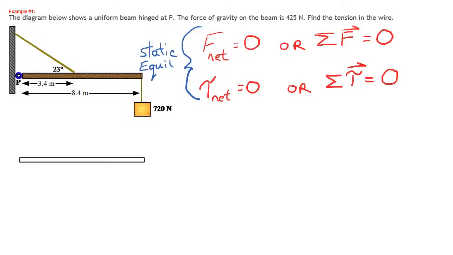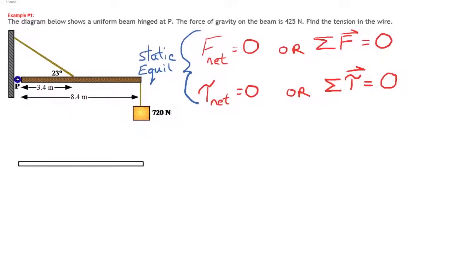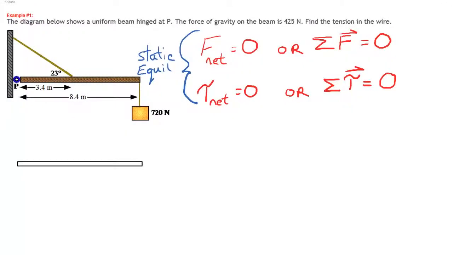Okay, so let's label our forces as we see them. There's the force on the far right, the 720 Newton force. That's acting straight down on the beam. Now remember, we're only worried about forces acting on the beam. So let's first label the 720 Newton force, and we know it's straight down. So it's going to act on the end of the beam at the right.